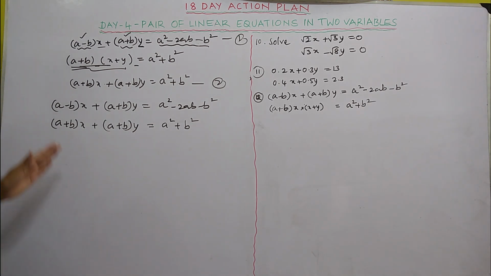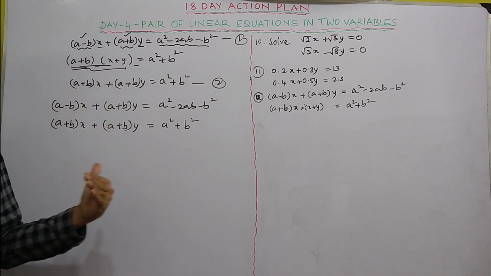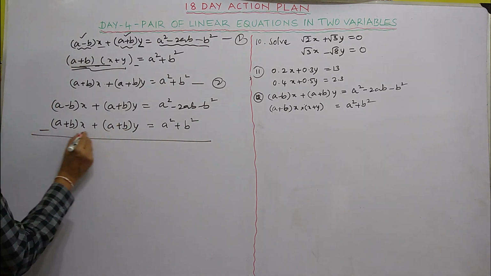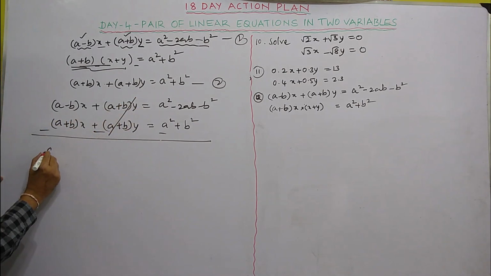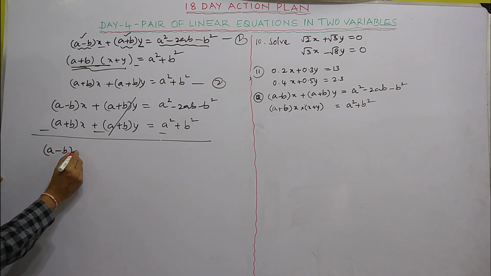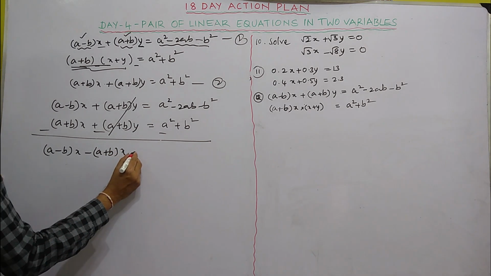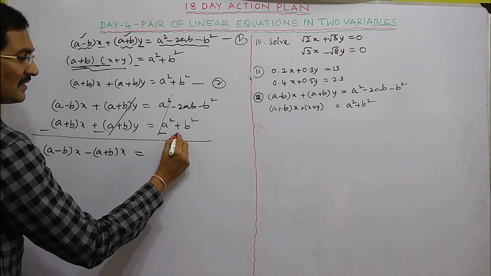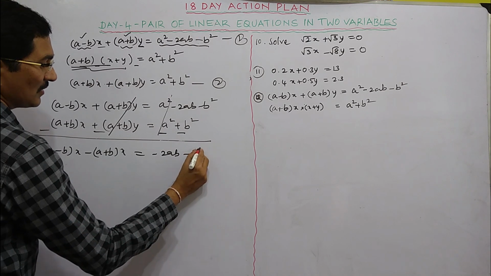So let us do that. Or if you really want to eliminate the coefficient of x, you have to multiply this equation by this one and this equation by this one. That is risky, so let us eliminate this one. So subtracting one from the other. So this becomes minus, minus and minus. Let us see what happens. They both get cancelled. So (a − b) x − (a + b) x is equal to, these get cancelled, and this is minus, in the sense this also becomes minus. So what happens? This becomes −2ab − 2b².